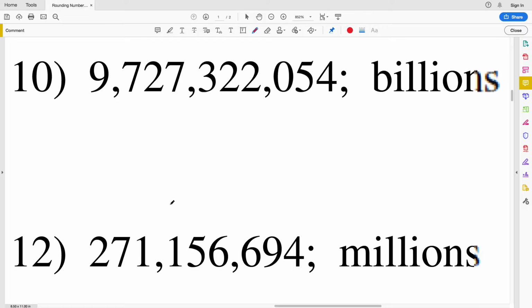And the next number, we're rounding to the billions place, the one in the 100 millionth place. So the digit to the right of that 9 is a 7, which is greater than 5. So we need to add 1 to our 9. So that will be 10 billion.